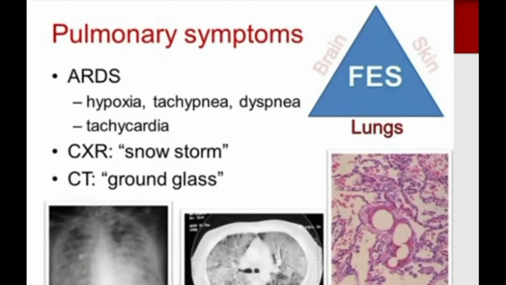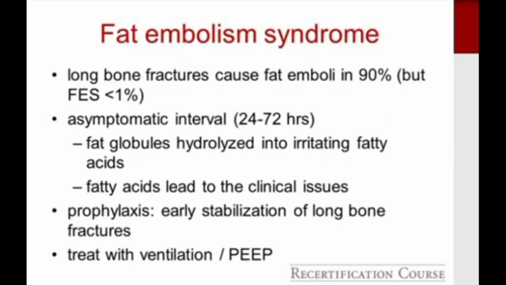And the pulmonary symptoms. This is the most dangerous part of fat emboli syndrome. Patients who have fat emboli syndrome can develop ARDS, which is, again, hypoxia, tachypnea, and dyspnea. Also, elevated heart rate. The chest X-ray will show a snowstorm. The CT scan will show ground glass. What happens with fat emboli syndrome is long bone fractures cause fat emboli in up to 90% of patients, but less than 1% will actually develop any signs of fat emboli syndrome.